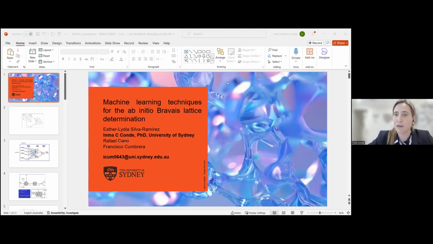So my topic is called Machine Learning Techniques for the ab initio Bravais lattice determination. I am one of the co-authors of this article, which was published, and I am actually the most junior researcher for this research. I come from the University of Sydney in Australia, and I'm going to explain a little bit about this research.